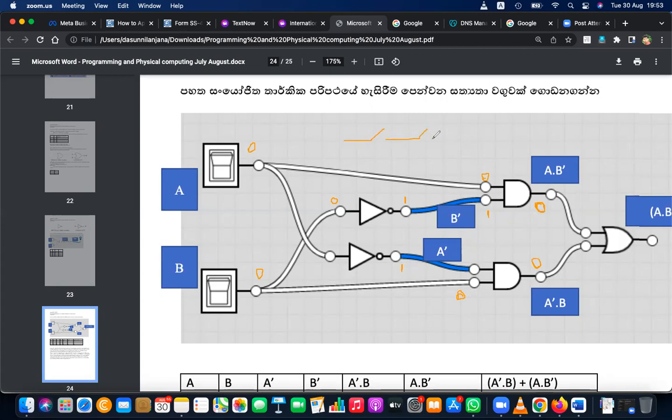Think of the AND gate like this circuit. You have two switches, a bulb, and a battery. The AND gate works like this: if you want to turn on the bulb, you need to turn on this switch and this switch both.